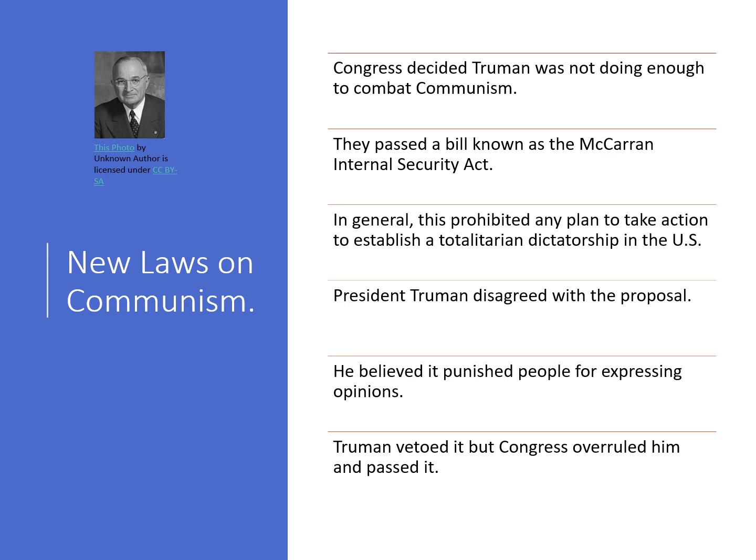New laws on communism. Congress decided Truman was not doing enough to combat communism. You can see a picture of President Harry Truman on the left-hand side of your screen. They passed a bill known as the McCarran Internal Security Act, and I believe I'm saying that properly, sorry if I'm not. In general, this prohibited any plan to take action to establish a totalitarian dictatorship in the U.S. President Truman disagreed with the proposal. He believed it punished people for expressing opinions. Truman vetoed it, but Congress overruled him and passed it.